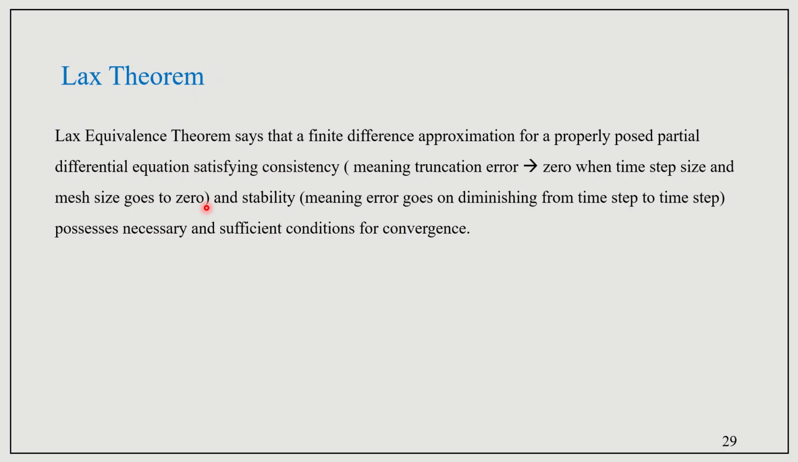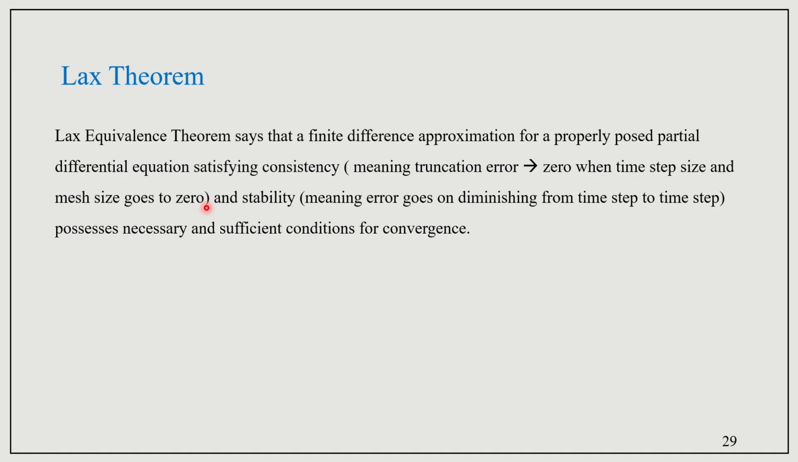Now comes the stability. What is meant by stability? It means that the error goes on reducing from time step to time step. When the calculation is proceeding from one time step to another, the error should go on decreasing. Error should not keep on increasing. If that is the case, it leads to unstable solutions and it's not a proper thing.